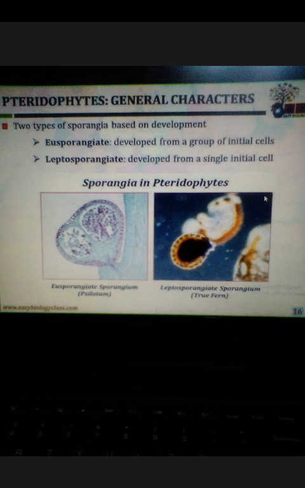Then there are two types of sporangia based on development. Okay, so on the basis of development, this is a different criterion for plants. These are eusporangiate and leptosporangiate. Okay, so what are these two? When sporangia develop from a group of initial cells, that condition is known as eusporangiate. Example of eusporangiate is Psilotum, whereas in leptosporangiate, sporangia develop from a single initial cell. Example is the leptosporangiate, that is true fern.